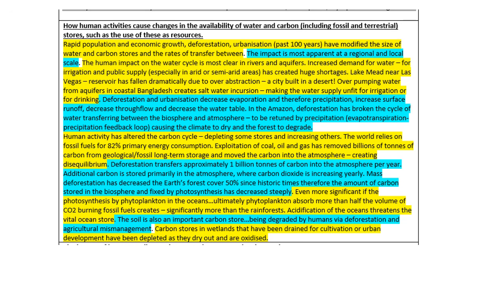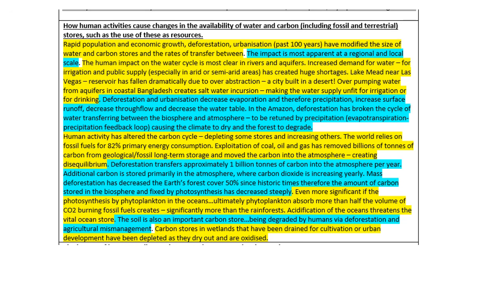Then we've got how human activities cause changes in the availability of water and carbon. So we need to talk about rapid population and economic growth, deforestation, urbanisation, and it's most apparent at a regional and local scale rather than on an international scale. So the human impact is clear when we look at rivers and aquifers. We are taking more water, there's increased demand for water.